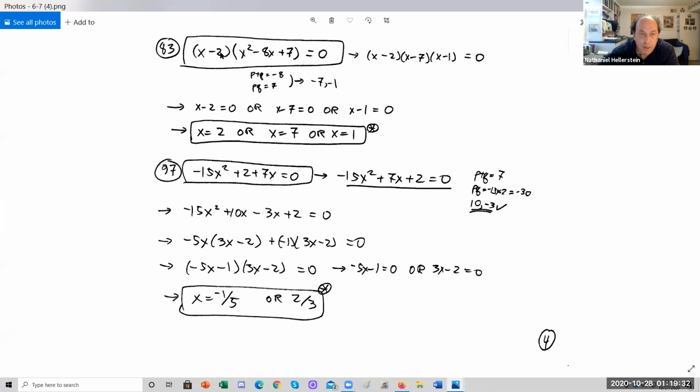Now here, it's not fully factored. X minus 2 times x squared minus 8x plus 7. Okay, this is 0, or this is 0, but let's factor this.